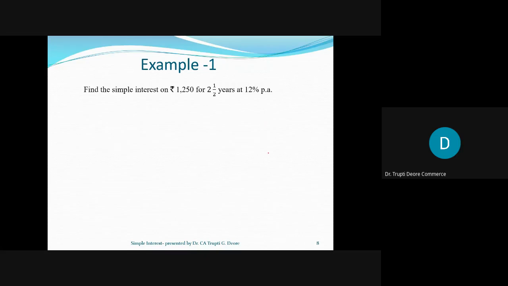Find the simple interest on rupees 1250 for 2.5 years at 12% per annum.